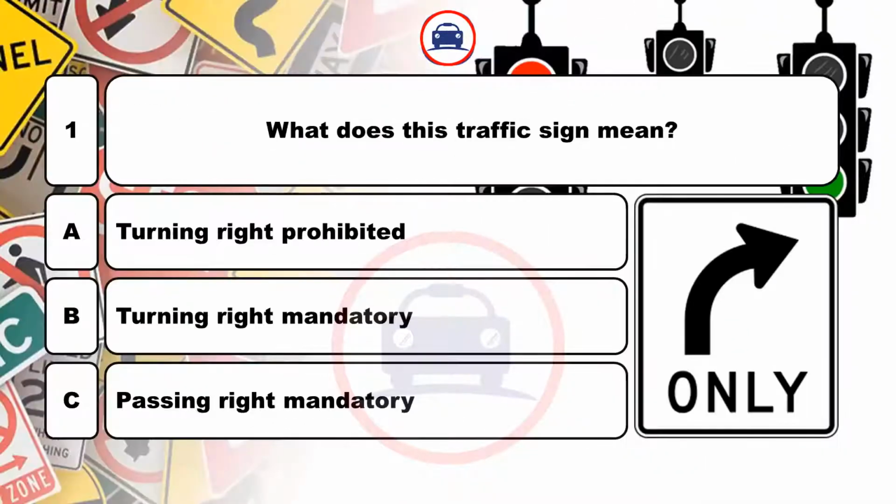What does this traffic sign mean? A. Turning right prohibited. B. Turning right mandatory. C. Passing right mandatory. Correct answer B. Turning right mandatory.